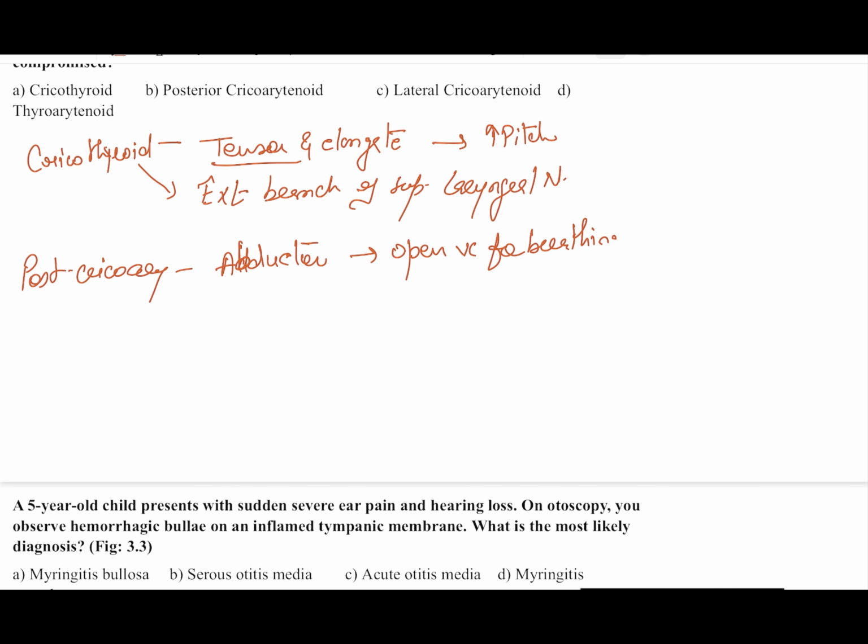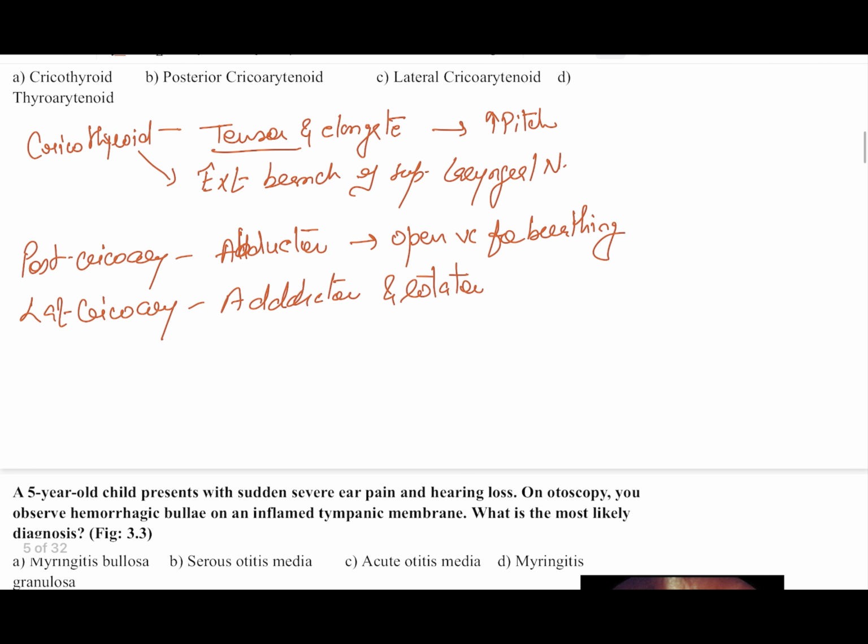Next muscle is lateral cricoarytenoid. This is the adductor and rotator muscle. It will help adduct and rotate the vocal cords, and this will also help me regulate voice intensity.